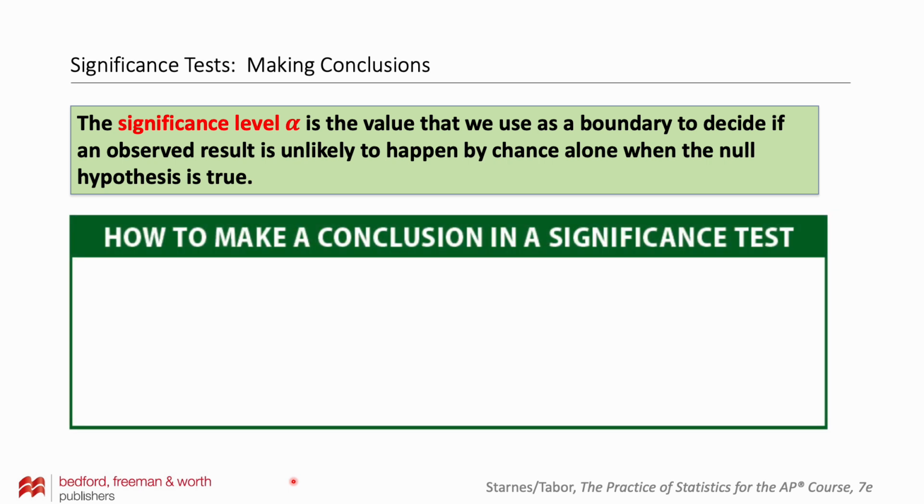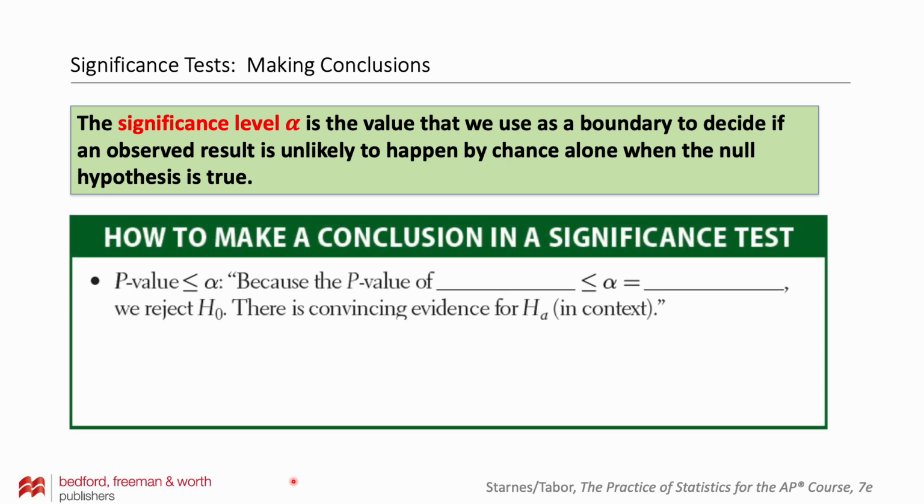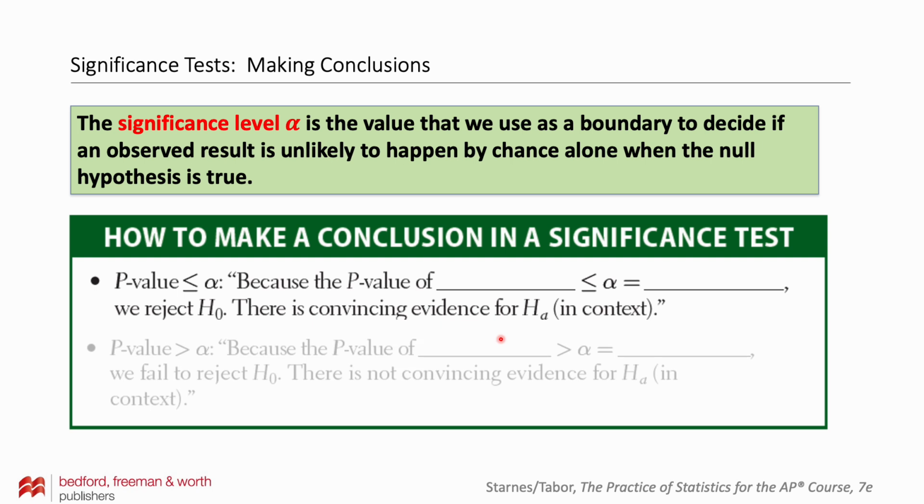So how to make a conclusion in a significance test, the way we're going to write it: if the p-value is less than or equal to alpha, we're going to say because the p-value of, and we're going to state the p-value, is less than or equal to whatever the alpha level is, and you're going to state your alpha level, whether it's 0.05, 0.1, 0.01, whatever it is. We're going to reject the null because the p-value is small. There is convincing evidence for the alternative in context.